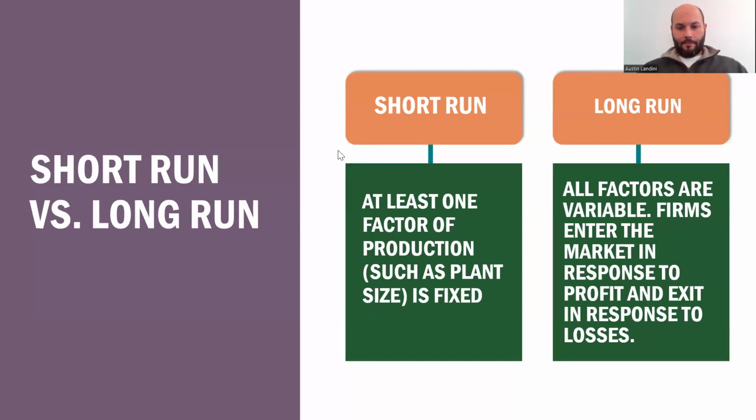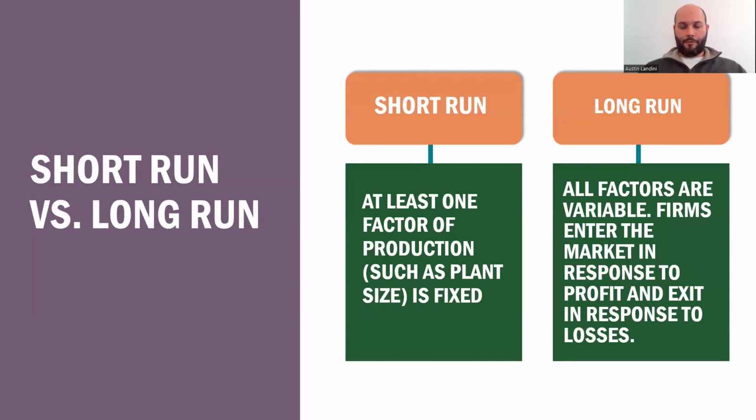Let's talk about the perfect competitor's decision in the short run. And remember, in previous modules, we defined the short versus the long run. But to remind you, in the short run, at least one factor of production is fixed, whereas in the long run, all factors of production are variable.